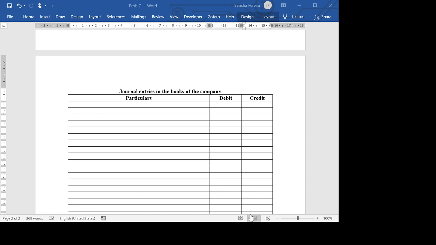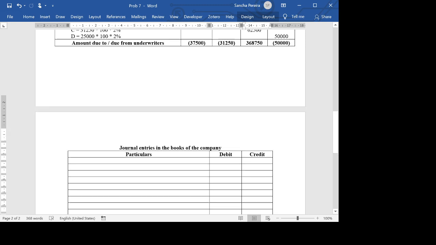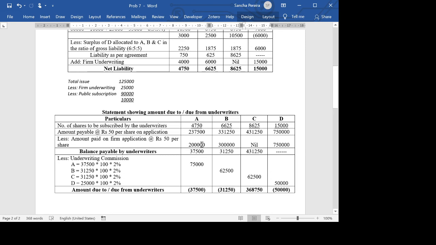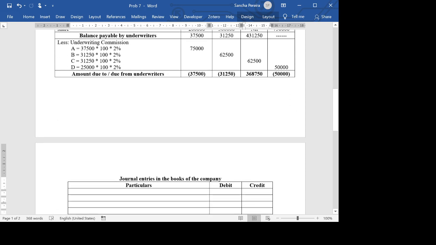Basically, we are just going to show what happens in these two statements: the amount received from the underwriters, underwriting commission paid, the amount received from the public, the balance payable by underwriters, the underwriting commission paid, and finally who has to pay. That's what we are going to show. So it is just around 5 to 6 entries depending on the problem.